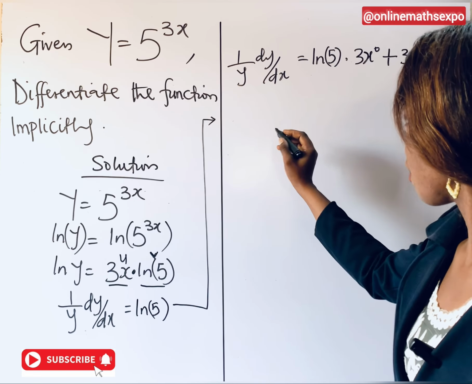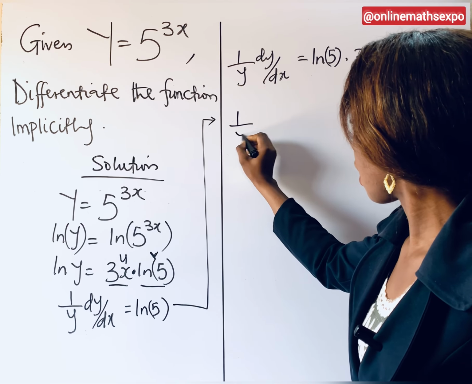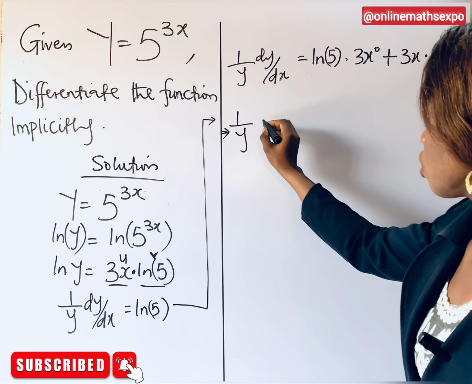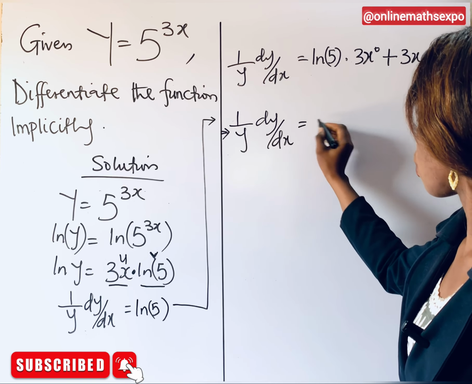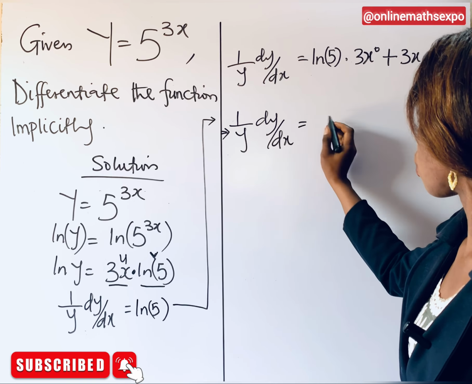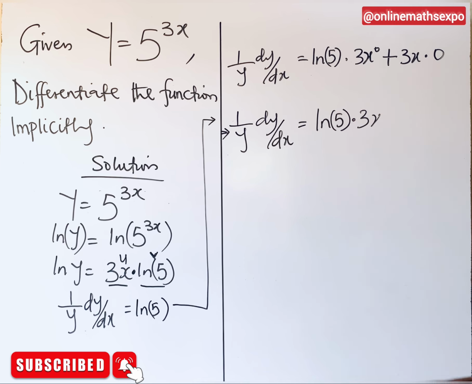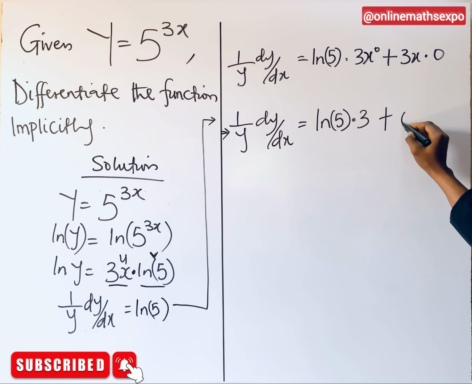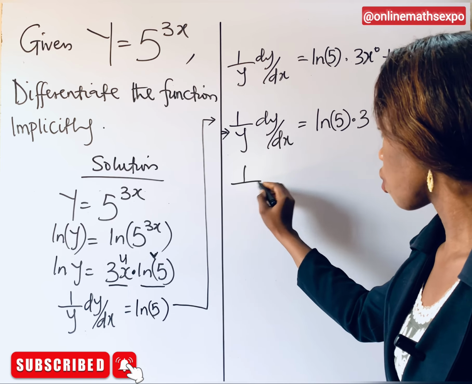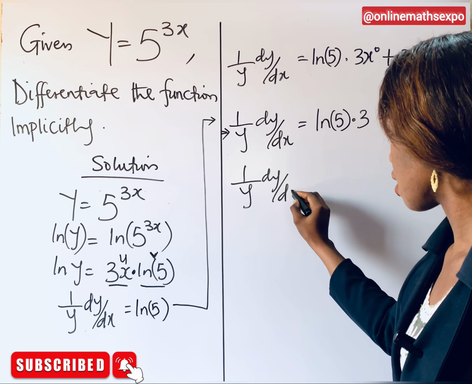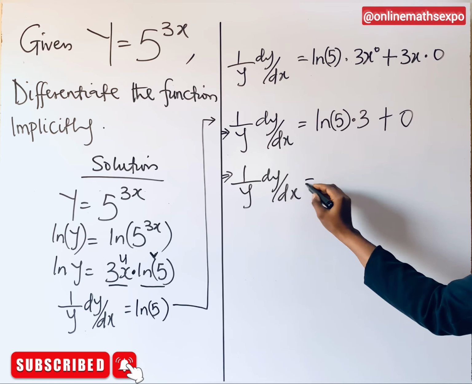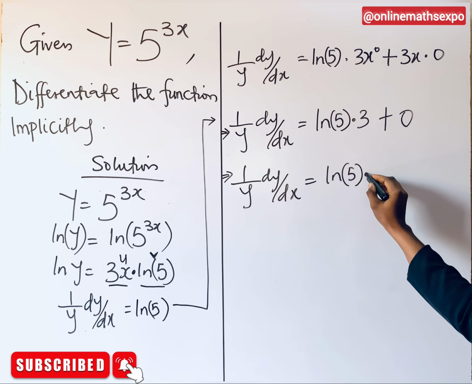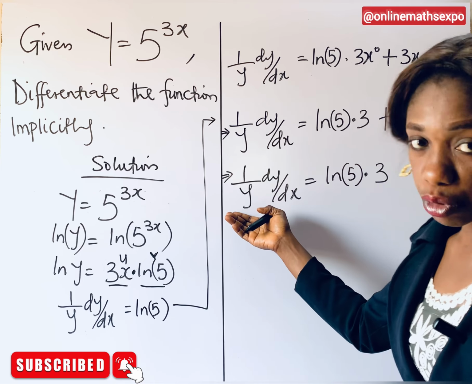So we're going to now have 1 over y, okay, dy dx is equal to, these are together, so we have ln 5 multiplying 3x. X to the power of 0, like we said, is 1. And when you multiply 1 by 3, gives you 3. Plus this multiplied by 0 is 0. So in that case, we are going to have 1 over y dy dx, okay, is equal to ln 5 multiplied by 3. So let's remove this y.